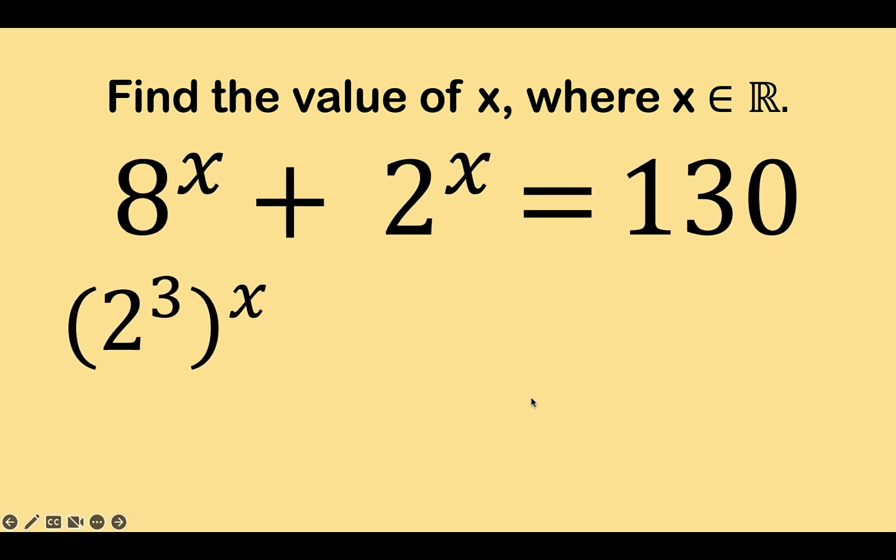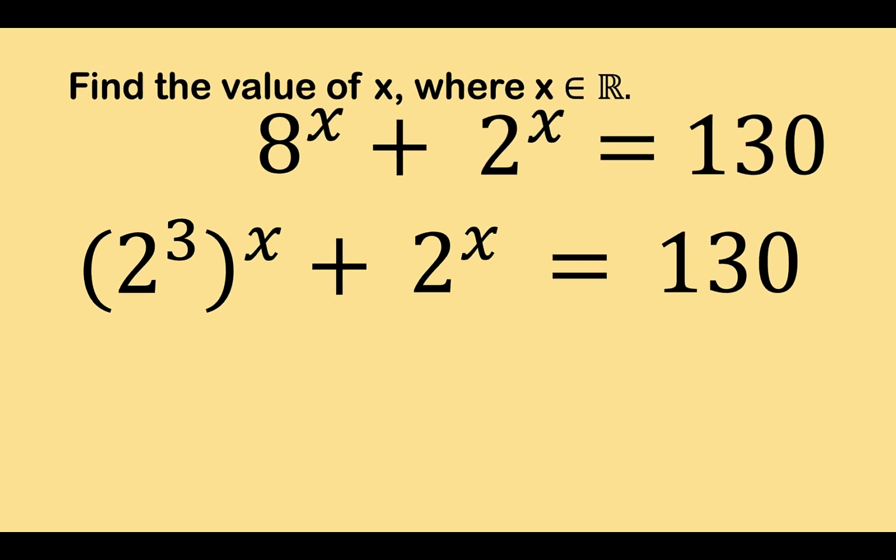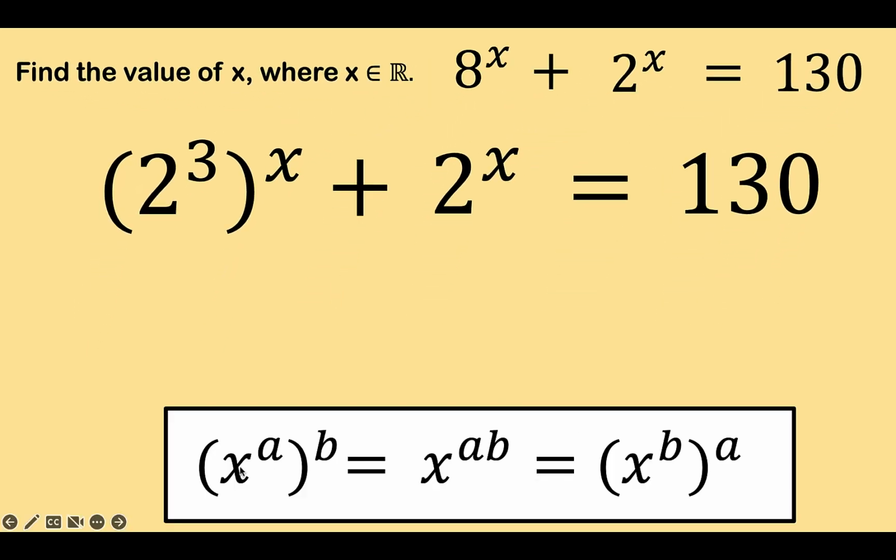Let's begin by writing 8 as an exponent, 2 raised to the third, and we copy all the rest. Next, let's recall some properties of exponents. If we have x raised to a, all raised to b, we can apply the power rule of exponents to write it as x raised to the product of the two exponents. But since multiplication is commutative, we can also rewrite this back as x raised to b, all raised to a. We are going to apply this in order to interchange this exponent 3 and this exponent x to have this form. Then we copy all the rest.